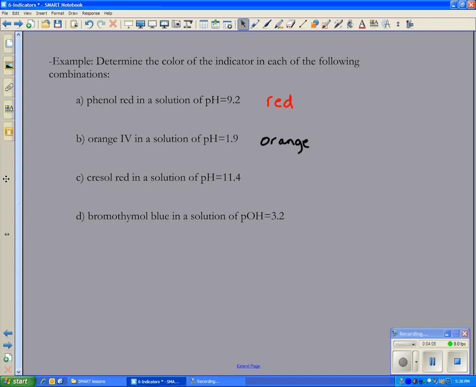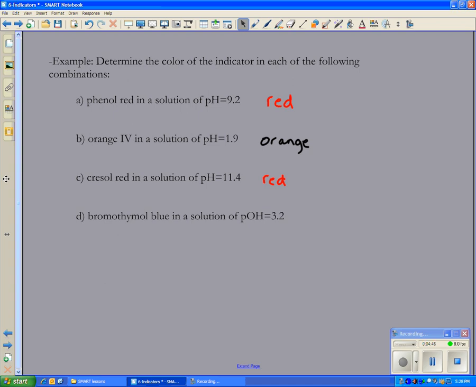Third example, cresol red. Go a little bit higher on your table. We have a solution of 11.4. Cresol red is one that has two different pH ranges. So it can change from red to yellow at a very low pH between 0 and 1. And it also has a second change from yellow back to red when it changes from 7 to 8.8. So if our solution is pH of 11.4, that's above the upper limit for the second change. So this solution is going to look red when we add in the cresol red indicator.